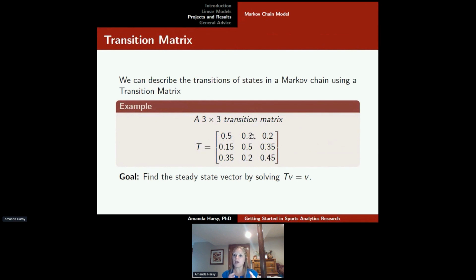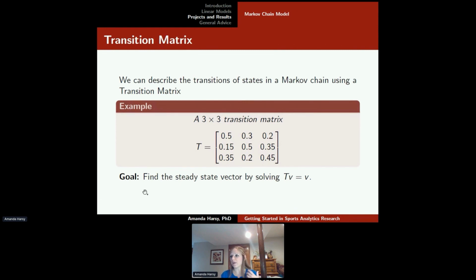The idea is that over time, if we keep doing this over and over again, what's the probability of being in each state or each team? What we often want to do is find the steady state vector that represents this end of year, end of time probability of being in a state.